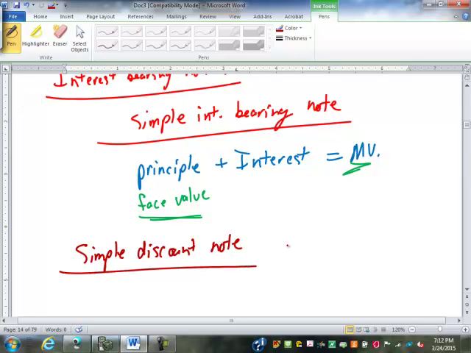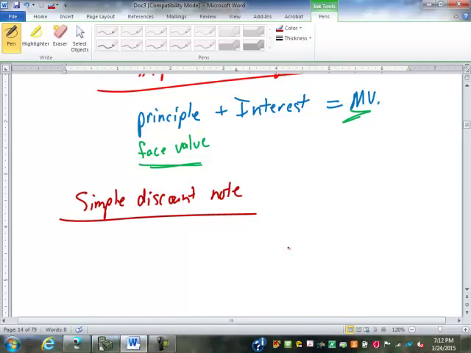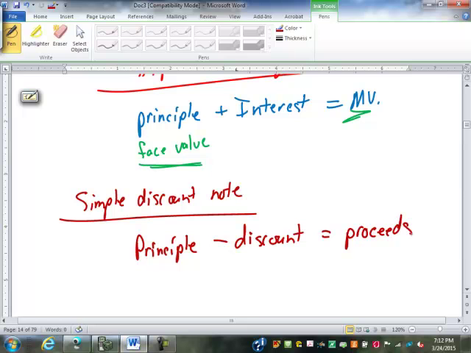The term discount means to take out an interest or a fee up front. So in a simple discount note, you have a principal. From that principal, you are going to subtract a discount to get what's called the proceeds. The discount is basically the interest. Well, it's not basically, it is the interest. The principal is still the face value. The problem is you don't receive the full face value. What you receive is the proceeds. Let's take a look at what I mean.